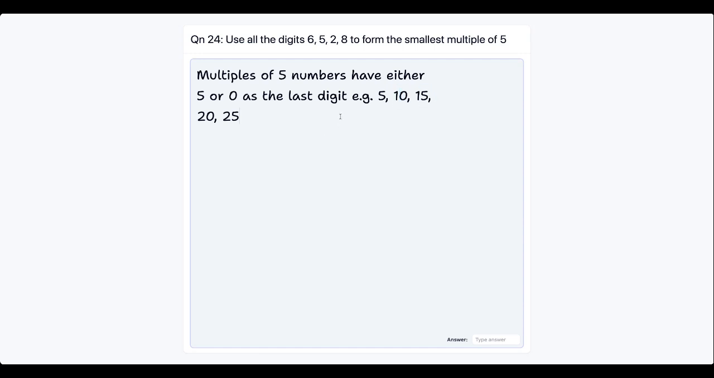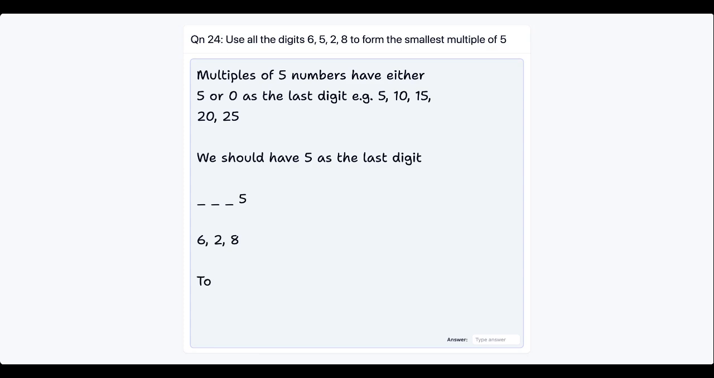So in this case, we should have 5 as the last digit. Now it will be something, something, something, and then 5. So we are left with 6, 2, and 8.